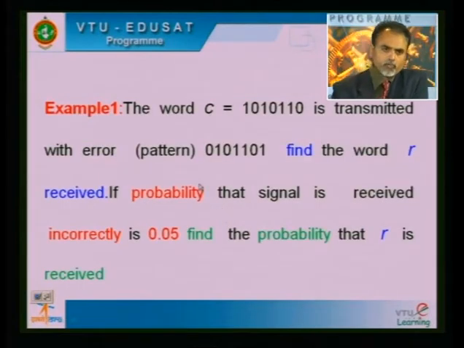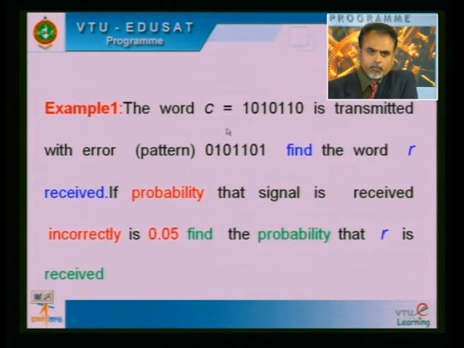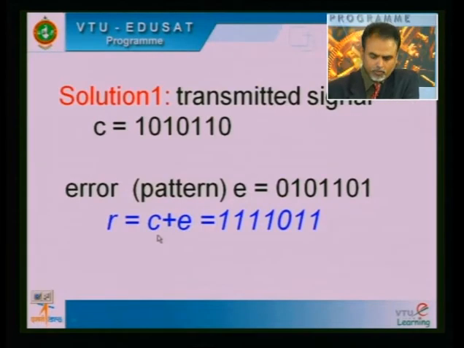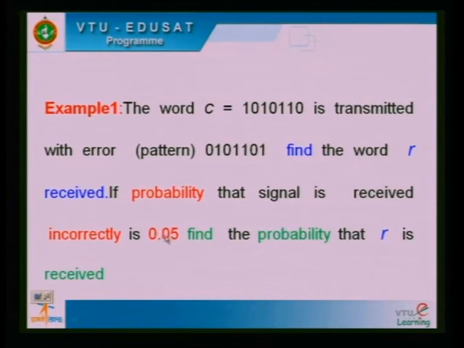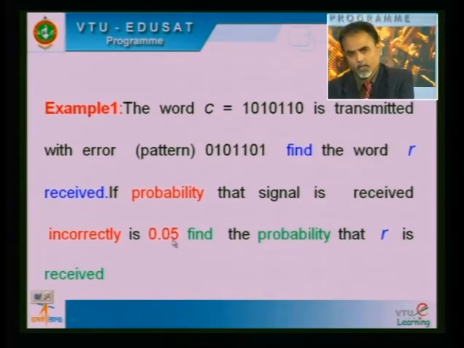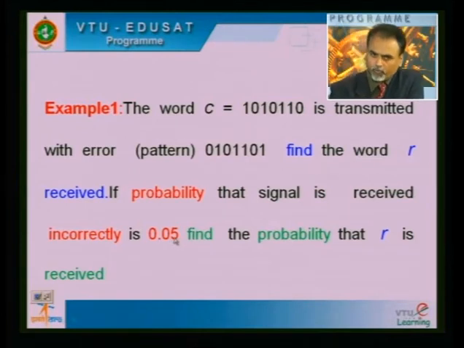Now, let us see one example for this. The word c is transmitted with this error pattern. Find the word r. Also, the probability that the signal is received incorrectly is 0.05. Find the probability that r is received. Once again, c is transmitted, but an error has happened. We know the error, and we have to find the received signal. If the probability of incorrect transmission is 0.05, the correct transmission will be 0.95. So p is 0.05, and 1 minus p will be 0.95. Then what is the probability that r is received?